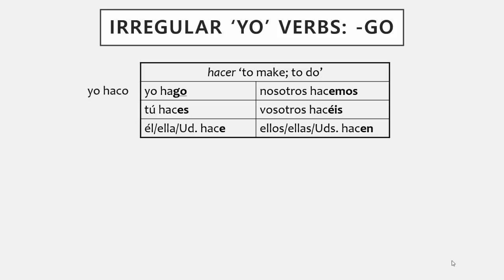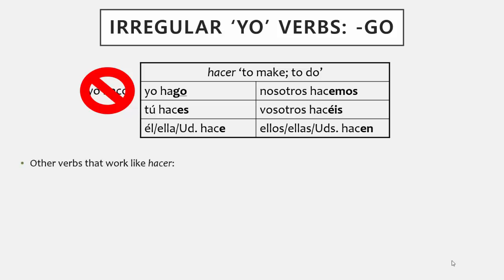So you cannot say yo hago. That does not exist in the Spanish language. But in every other way, hacer conjugates like a normal, regular ER verb. Tú haces. Él, ella, usted hace. Nosotros hacemos. Vosotros hacéis. Ellos, ellas, ustedes hacen.